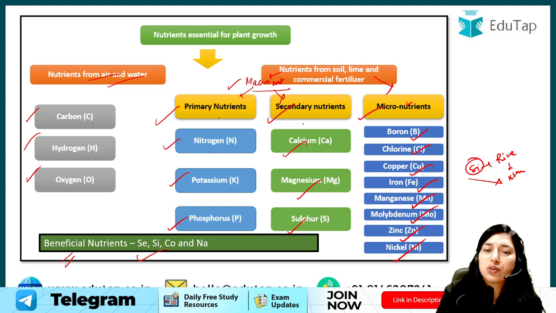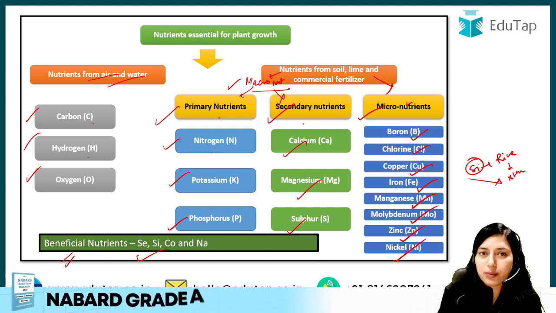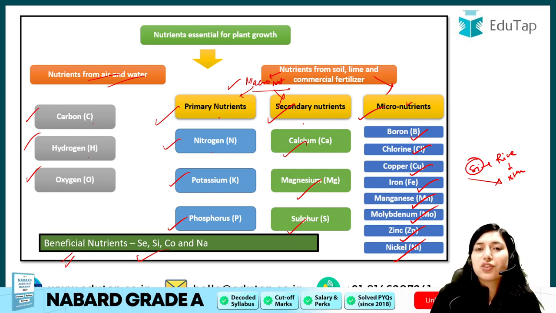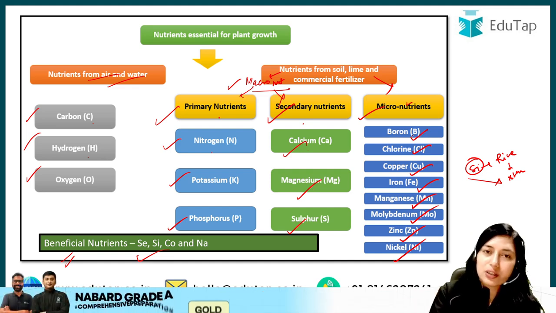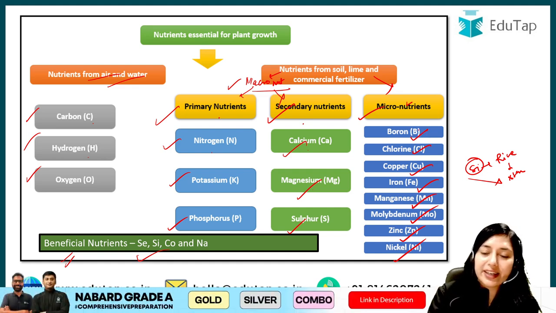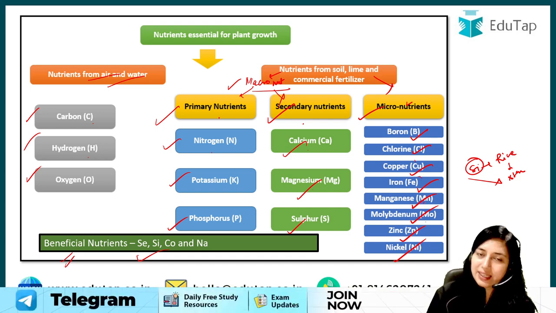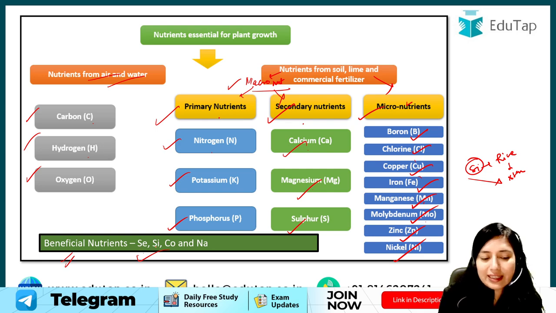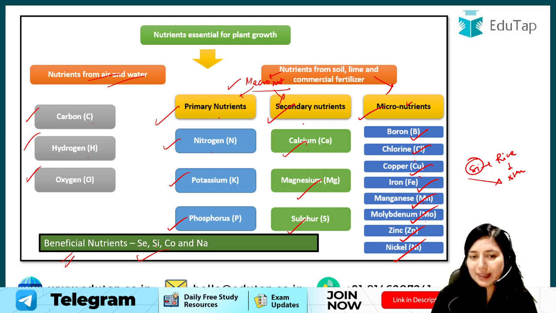And all these macronutrients are required in larger amounts, hence they are called macronutrients. Then we have micronutrients, on the other hand, which are required in less amount. Examples of nutrients that fall under the micronutrient category are boron, chlorine, copper, iron, manganese, molybdenum, zinc and nickel. Okay? Then we have some other beneficial nutrients, and these nutrients are selenium, silicon, cobalt and sodium. Clear? So these are all the nutrients that are required for plant growth.